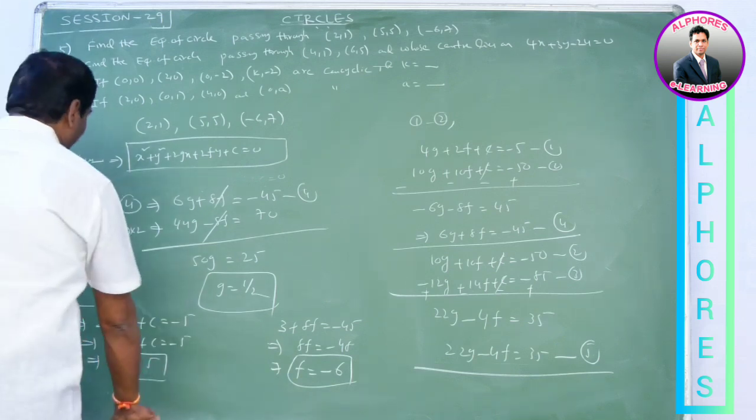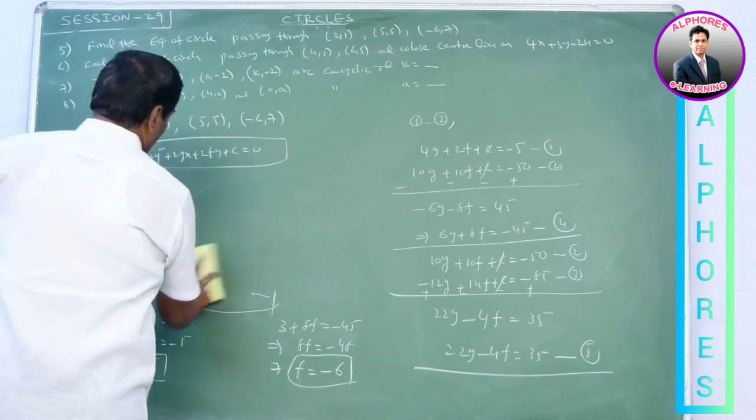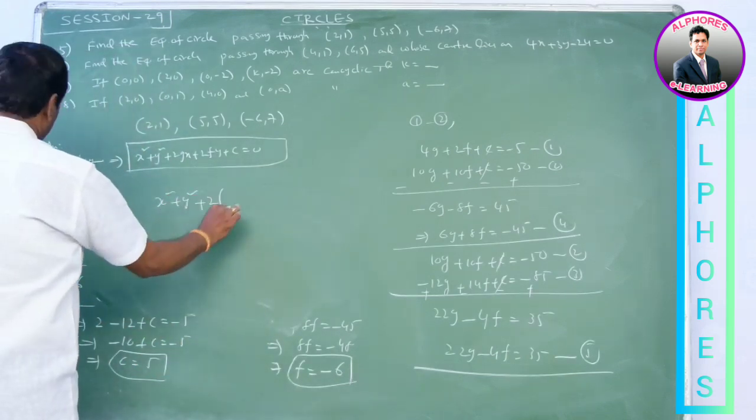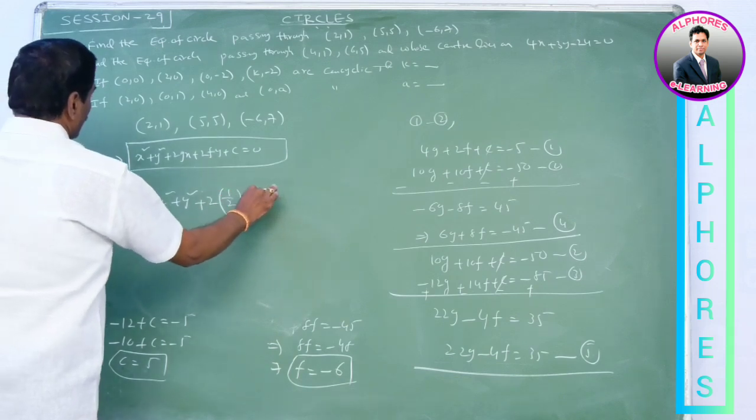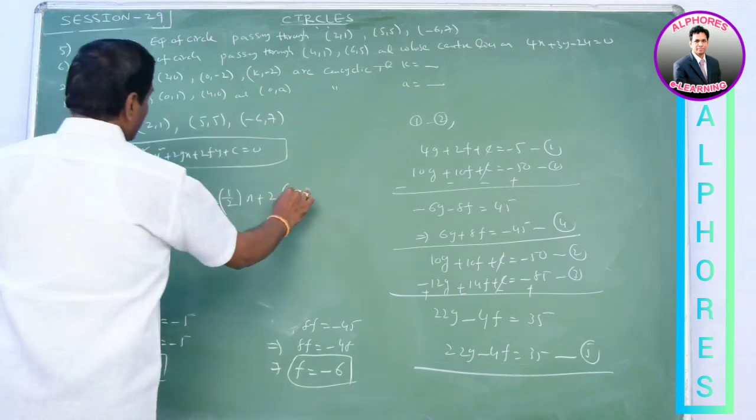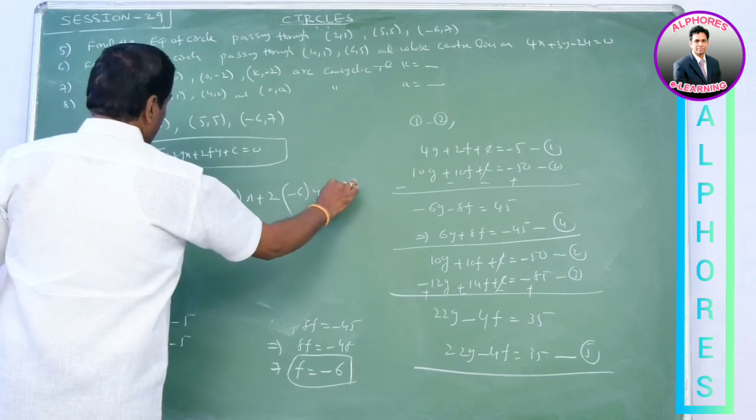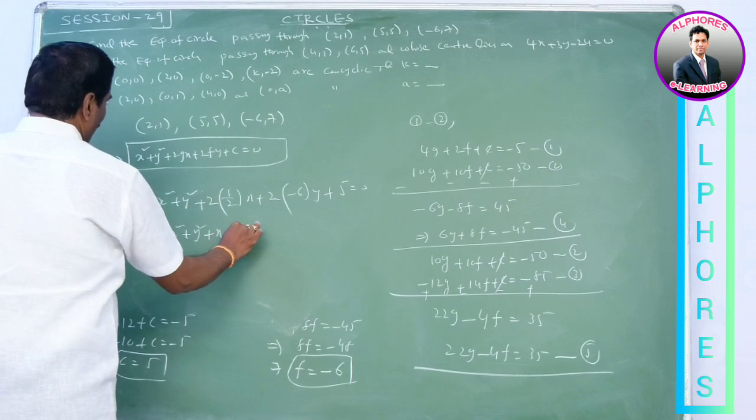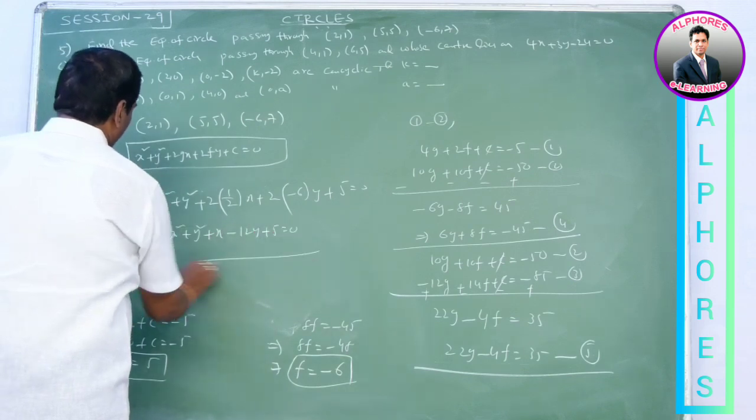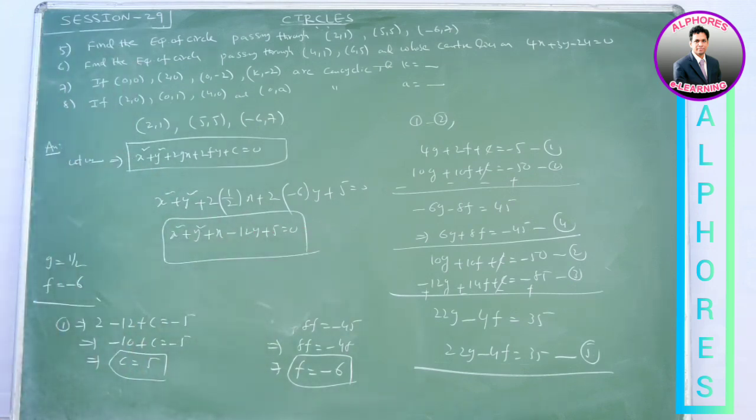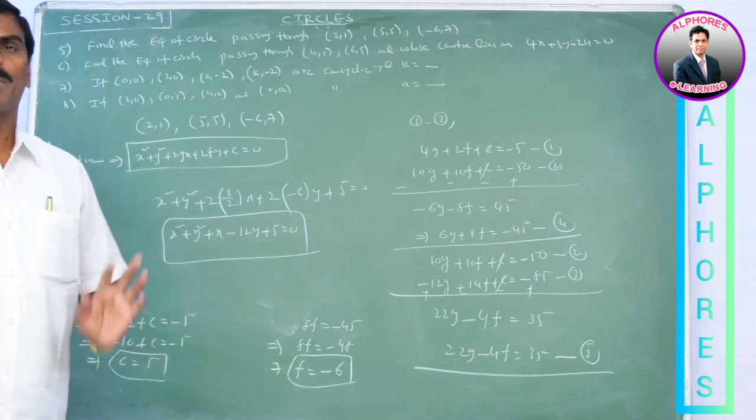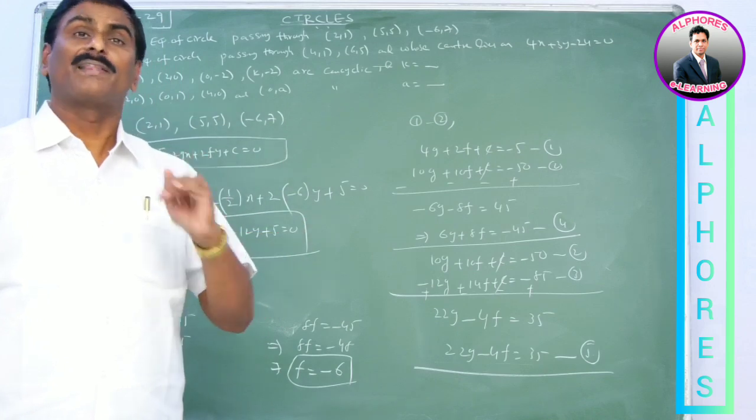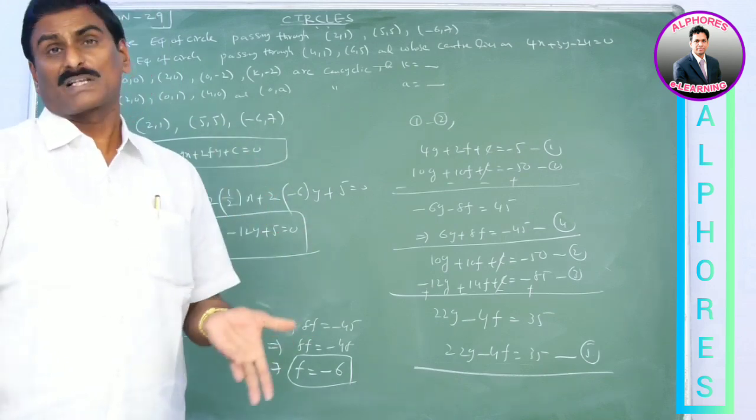Therefore, the equation of the required circle is x square plus y square plus 2G, which means 1 by 2, into x, plus 2F, which means minus 6, into y, plus C, which means 5, is equal to 0. That means x square plus y square plus x minus 12y plus 5 is equal to 0. It is the equation of the required circle. It is the actual method. But in objective questions, this method is not necessary. By verification, we find the equation of the circle.